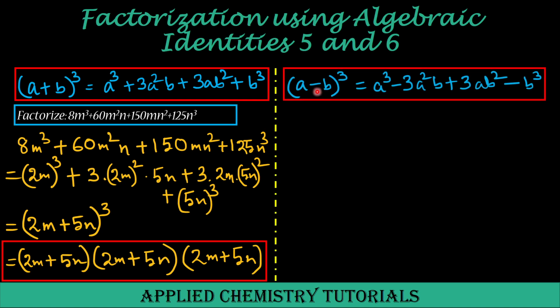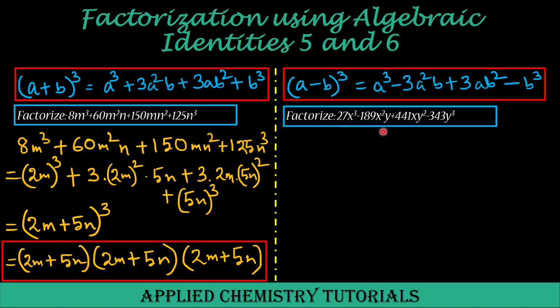Identity 6 tells us (a minus b) whole cube equals a cube minus 3a square b plus 3ab square minus b cube. So this is the expansion of (a plus b) whole cube, and this is the expansion of (a minus b) whole cube. And we can clearly see the differences here. Here the second term and the fourth term are positive, whereas here the second term and the fourth term are negative. So let us utilize this identity to factorize an algebraic expression.